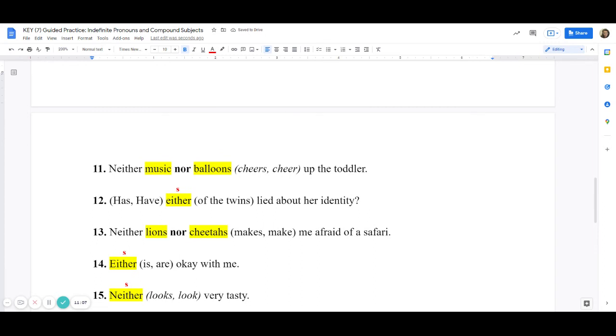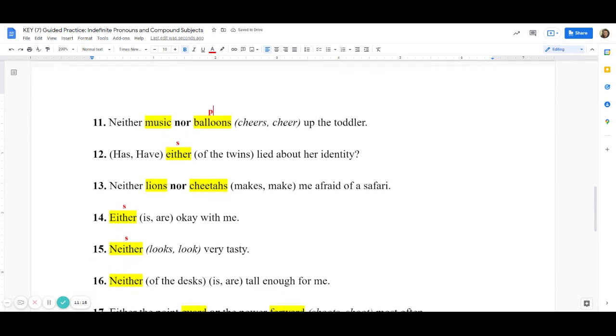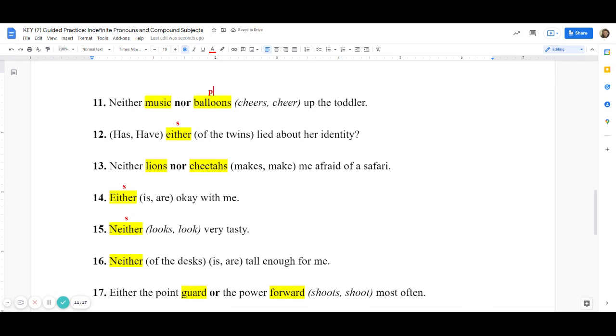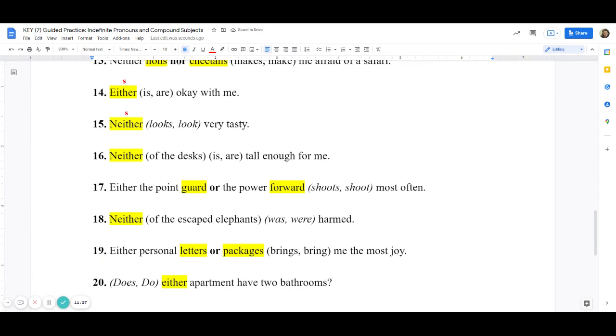11, balloons is second and closest to the verb. Is balloons singular or plural? Plural. 13, cheetahs is closest to our verb and it's second. Cheetahs is plural. Cheetah would be singular. Cheetahs is plural. We already labeled 14 and 15. Remember, you are labeling 16 through 20 on your own.